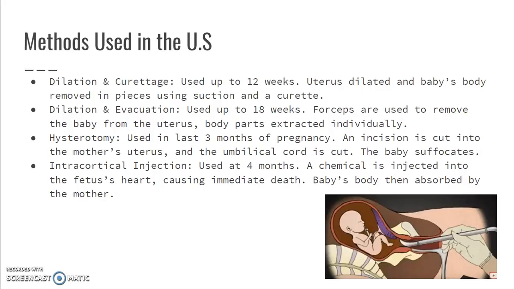Now here is the more graphic side of it. These are the methods used in the United States for abortion. The first is dilation and curettage, and this can be used when the baby has been in the body for up to 12 weeks. So after 12 weeks it cannot be used, but up until then it can be.